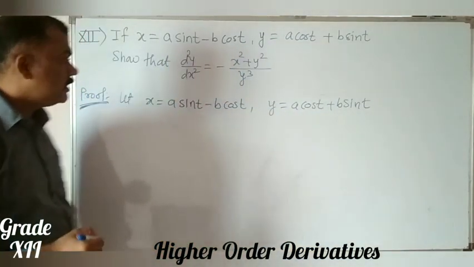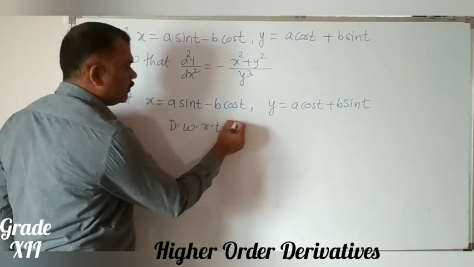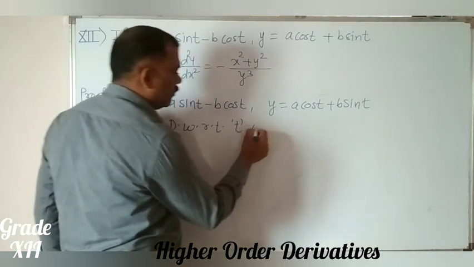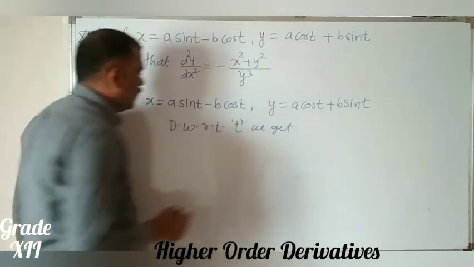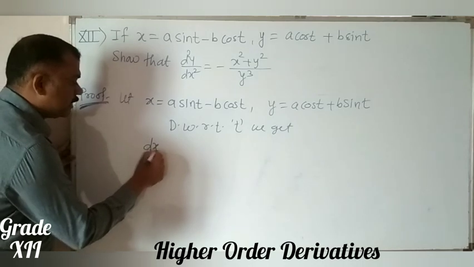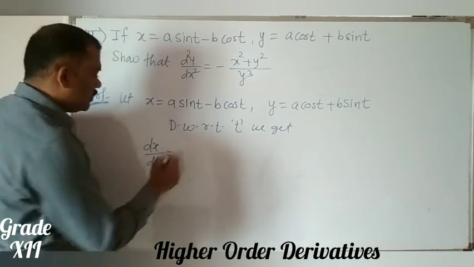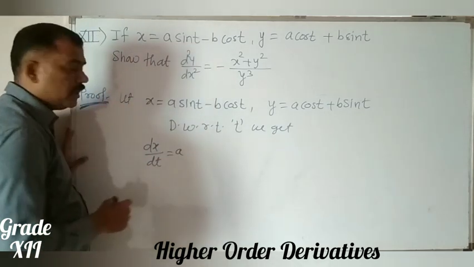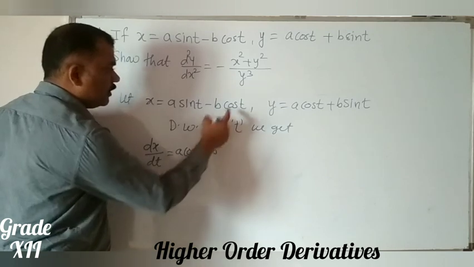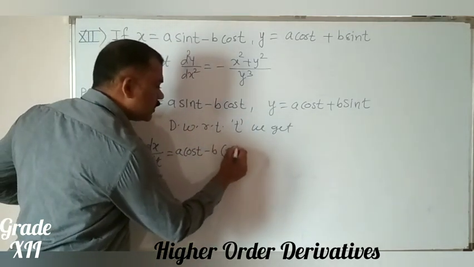We have to differentiate this with respect to t, sorry, not x, with respect to t. What is the differentiation of x with respect to t? It is nothing but dx by dt is equal to, a is a constant, so we take it outside the derivative. Differentiation of sin t is cos t, minus b into, what is the differentiation of cos t? It is minus sin t.